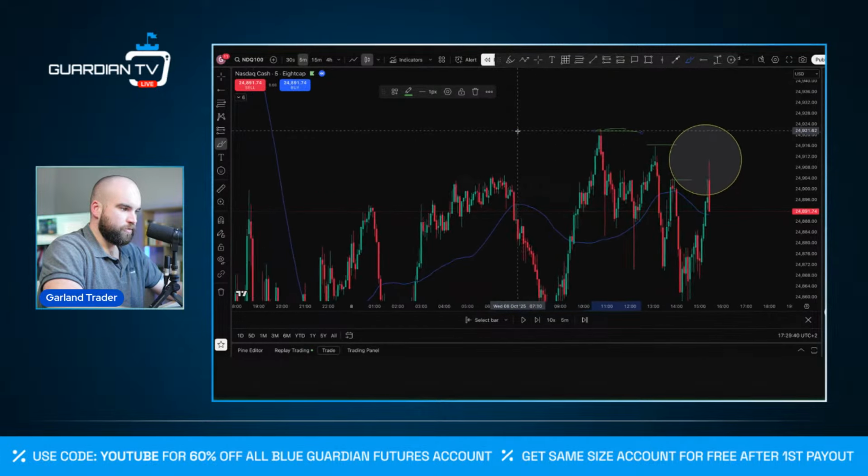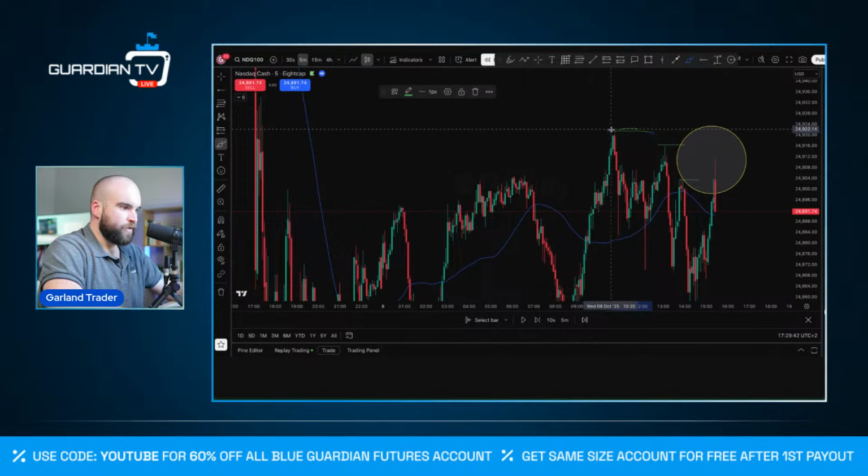So if we look further left, do I have anything that supports this zone? I do. I also have this zone down here, which is quite close by. So what I would do is start to draw this zone out. I would draw it from the candle wick to the candle body like this, and then I would extend it out to include this.